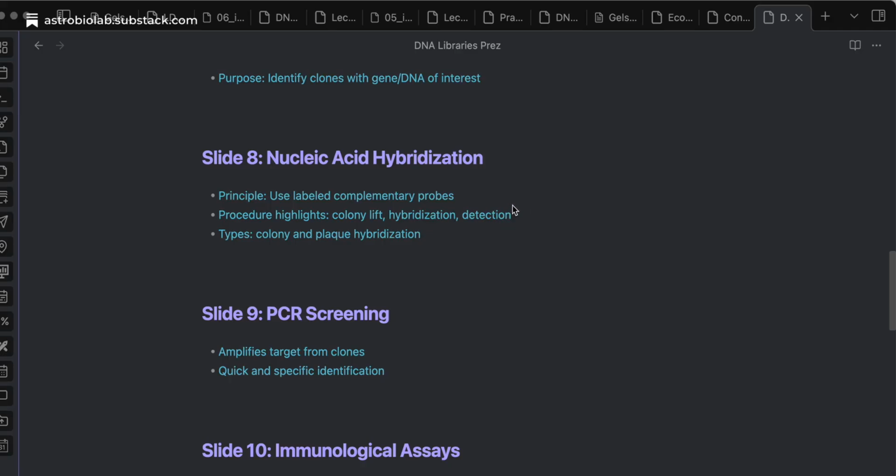So the fluorescence will only come from when this complementary probe has landed on a piece of DNA, which is the target one. It's complementary. And so then the probe will fluoresce, and you know exactly which colony has your gene of interest. And there are different types of hybridization. You can have colony hybridization or plaque hybridization when you're using lambda or phage type of probes.